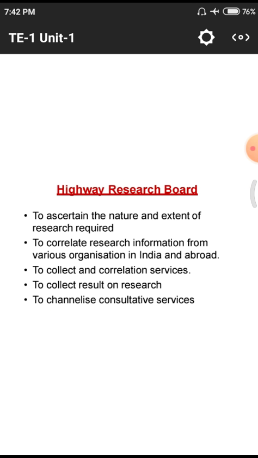Next one is the Highway Research Board, HRB. In short we call it the Highway Research Board. In it we have five points. The first point is to extend the research required to ascertain the nature.